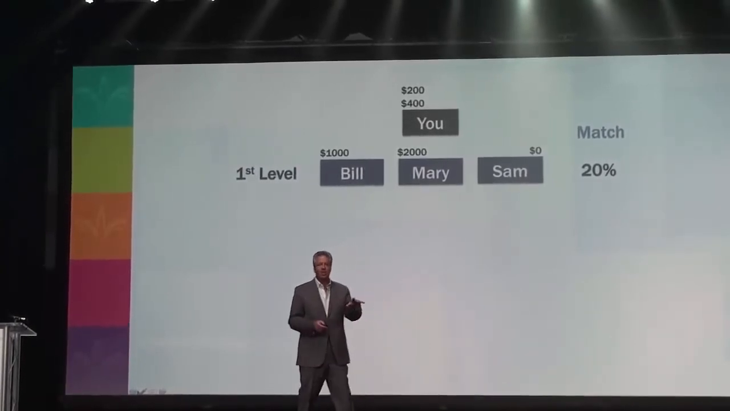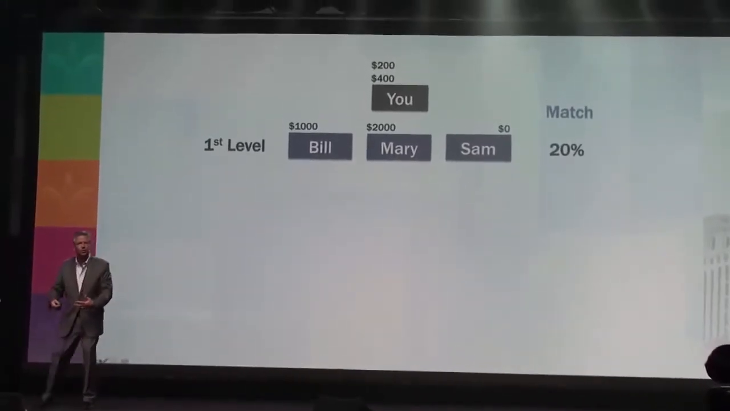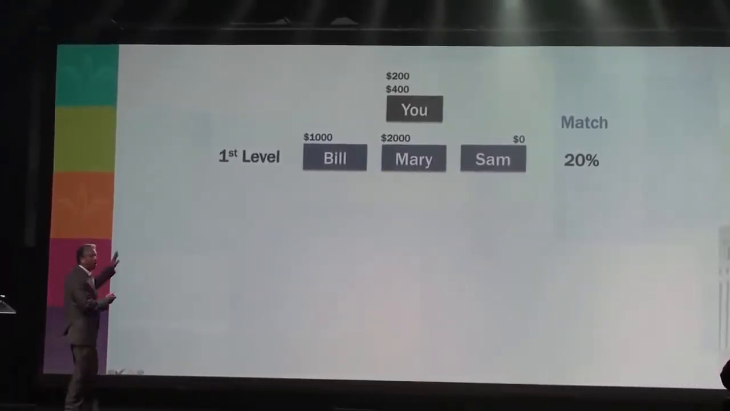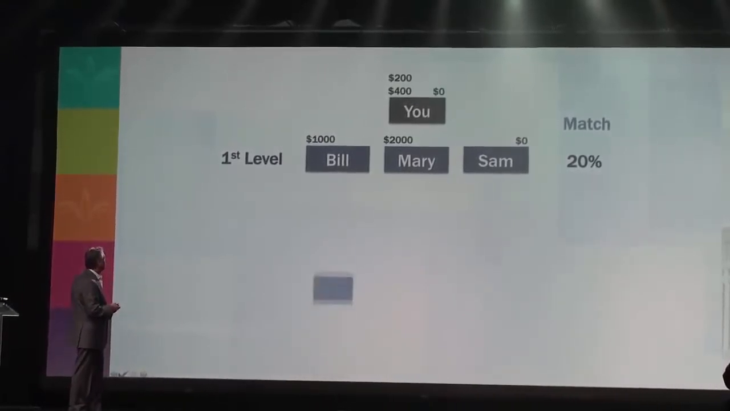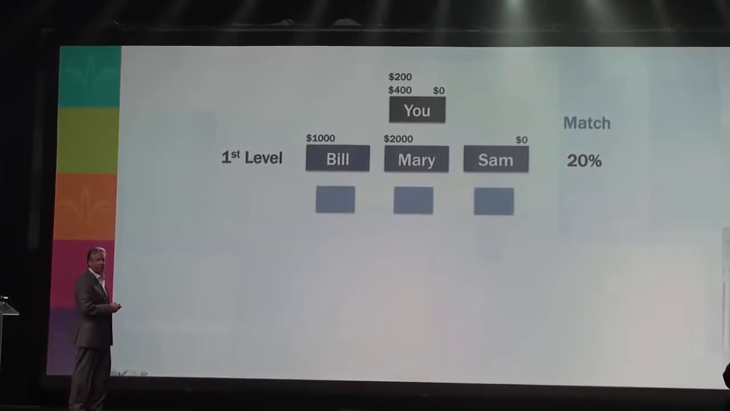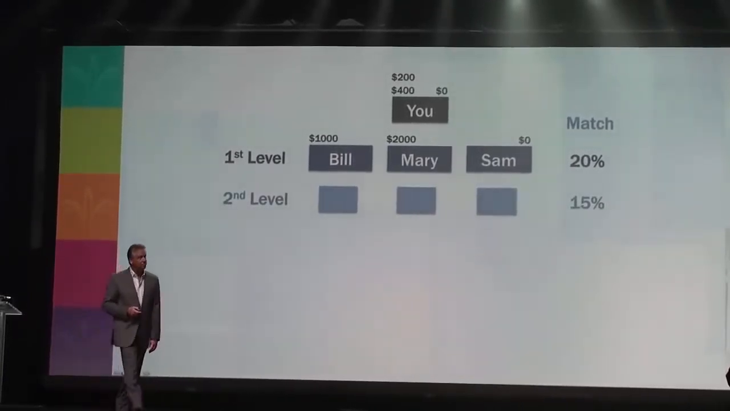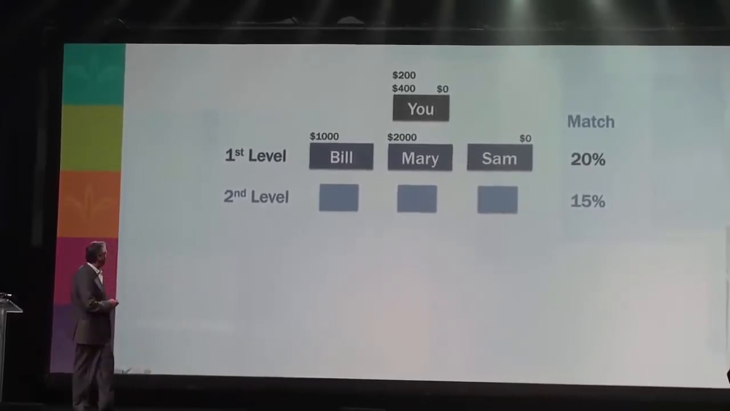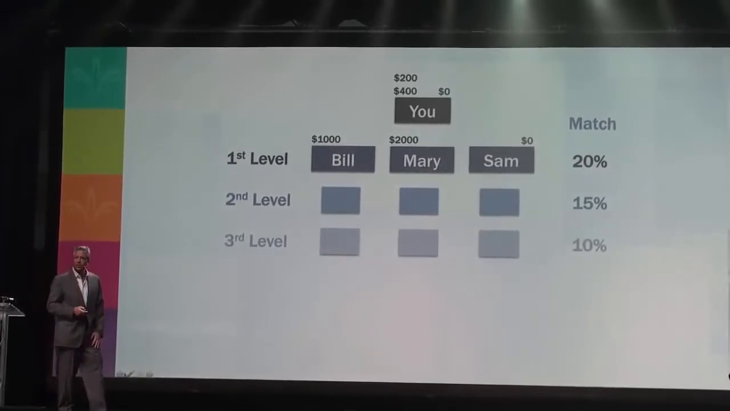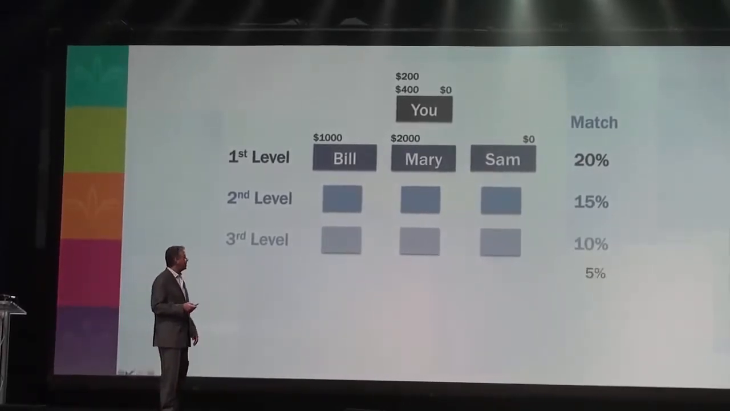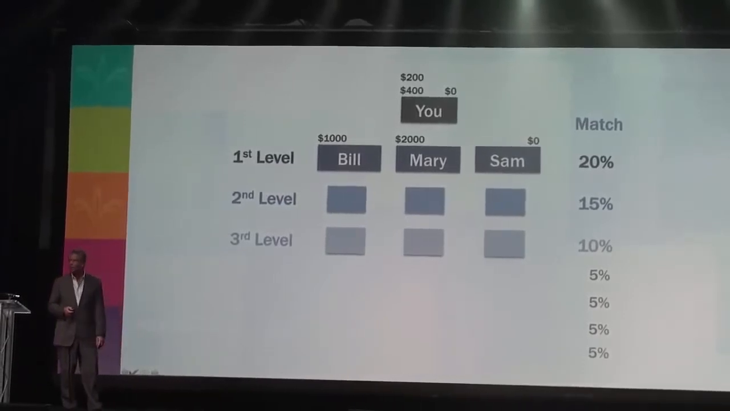But it doesn't stop there. Check this out. Bill, Mary, Sam, they're all personally introducing people. They're sponsoring. And those people are placed on their first level to calculate their match money, but that falls on your second level of match. You get 15% of all their checks every week. Those people are personally introducing people. That falls on your third level of match. You get paid 10% of all their checks every week. The company pays a 7-level matching check bonus program here. Is that incredible or what?